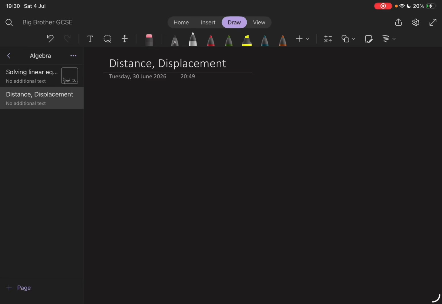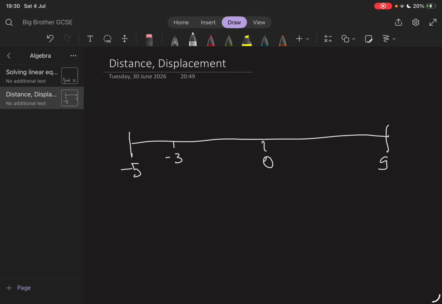In this video, we are going to be learning about distance and displacement and its key differences. Firstly, I want you to imagine a number line. Let's say we were at position -3 and we want to go to position 2. The distance that we have traveled is as simple as counting up, which we know would be 5.